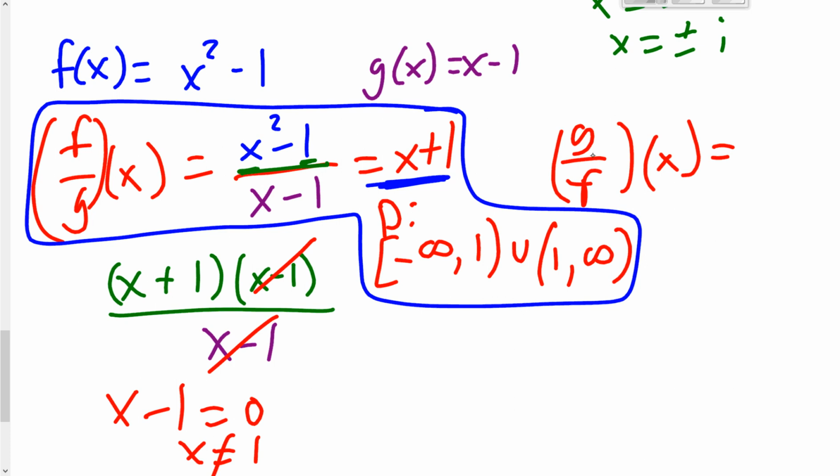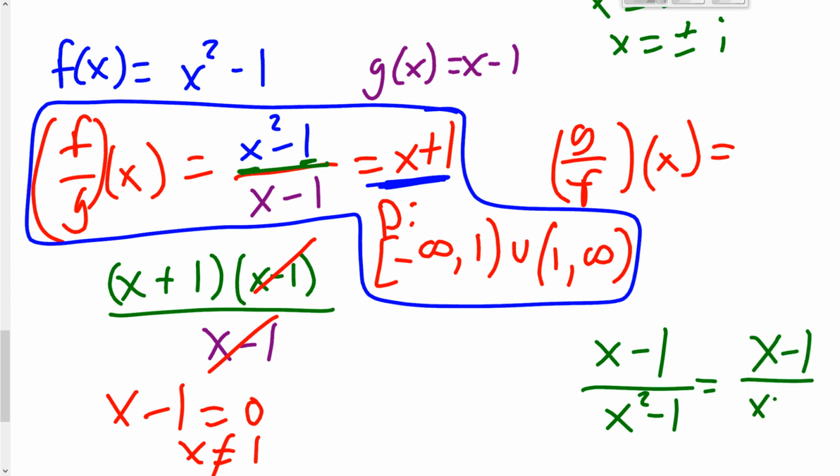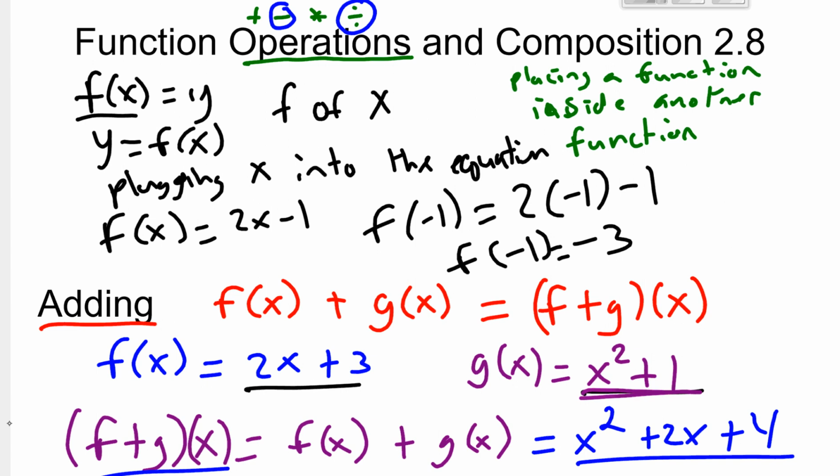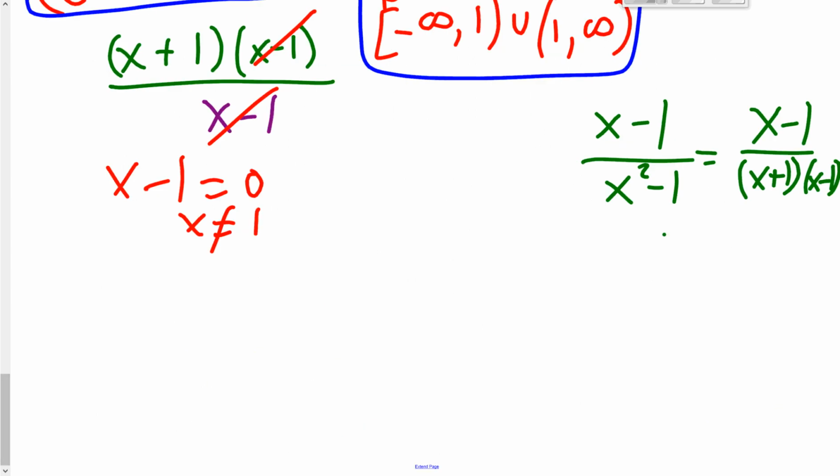All right, now let's do g of f of x. So putting g on top, we would have x minus 1 over f of x, which is x squared minus 1. Again, we look to reduce, so this is x minus 1 over x plus 1, x minus 1. Here we factored that, and we didn't have to factor the top.